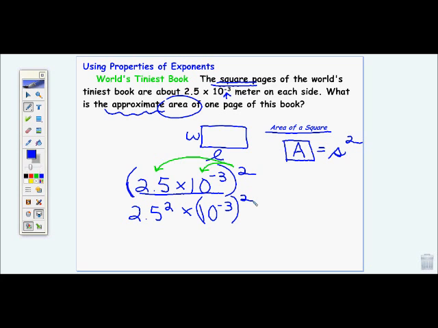Okay, our numerical value here, we can go ahead and multiply out, and 2.5 times 2.5 would give me 6.25, and yes, of course, you could use a calculator for that. And then I'm going to apply my property. I have a power raised to a power, so that says I'm going to multiply. So that would be 10 to the negative 6. So at that point, I could say that the area is about, because we had that approximation, 6.25 times 10 to the negative 6.